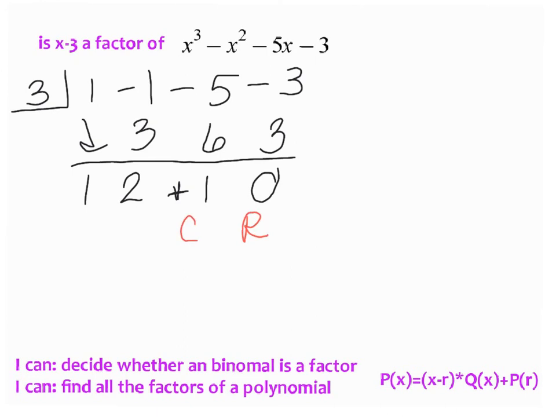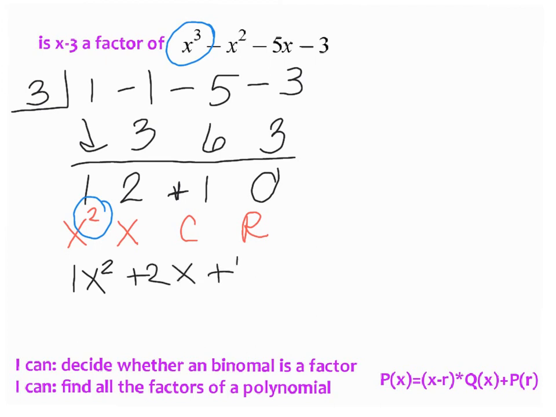Remainder. Constant. X. X squared. Notice my answer is going to be x squared, and this is x cubed. These are the coefficients: 1x squared plus 2x plus 1, remainder 0. Is it a factor? Yes. How do I know? There was no remainder.